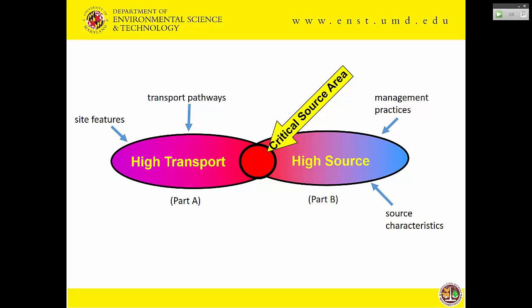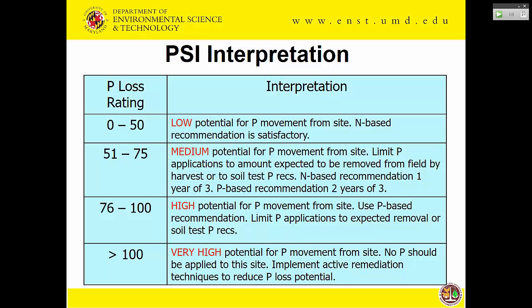Right? Essentially, though, what it's going to look at is your site features, your transport pathways. That's all in something called Part A. It's set up Part A, Part B. And then your management practices, you know, when do you put stuff out, how much do you put out, and your source, what's your soil test, what stuff are you putting out. They're handled in 2 separate parts, Part A or Part B, and it comes up with a score that supposedly tells you whether you've got a critical source area or not, or how serious a critical source area you have.